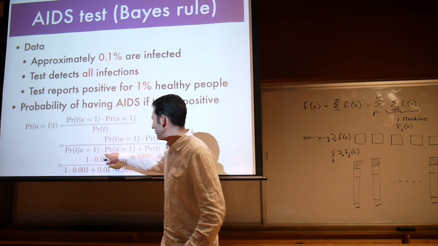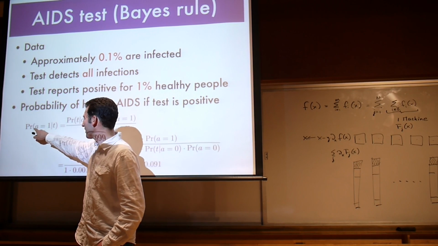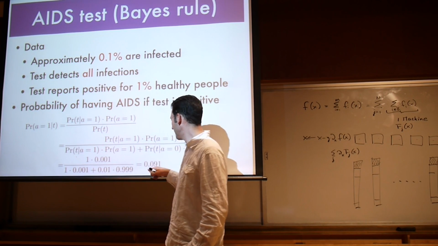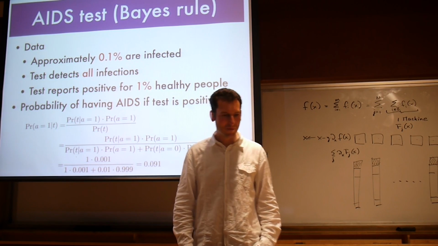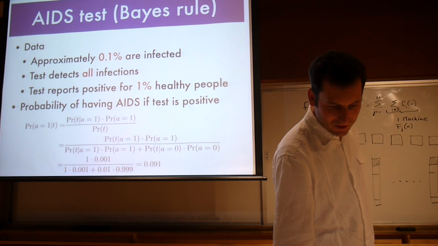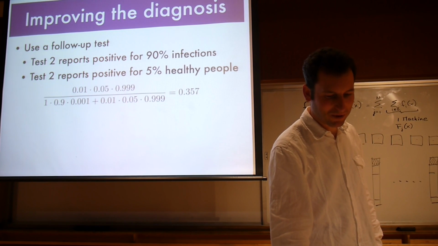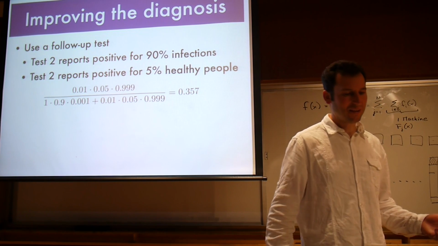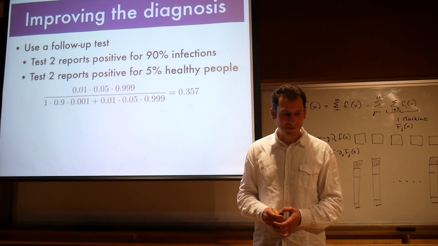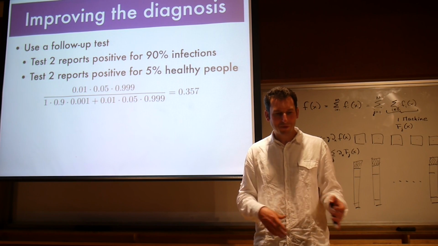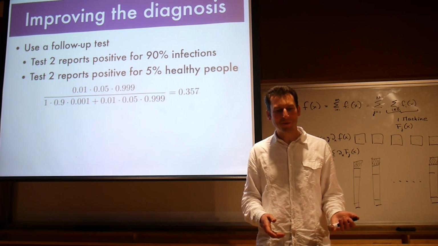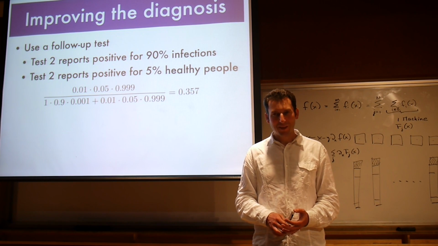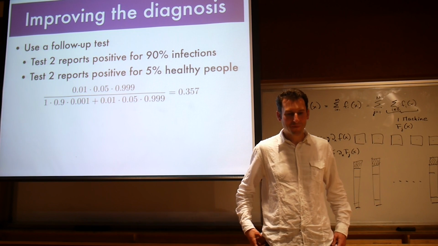By Bayes rule, this gives me exactly the probability of AIDS given the test. Okay, so we do this, and we get 9.1%. Well, that's not very satisfactory. What can we do better? We use a follow-up test. That follow-up test reports positive for 90% of all infections, but also for 5% of all healthy people. And you then get almost 36%.